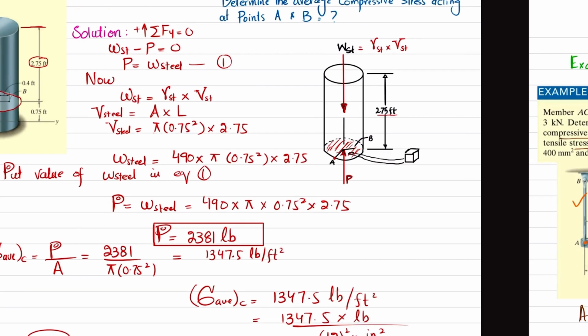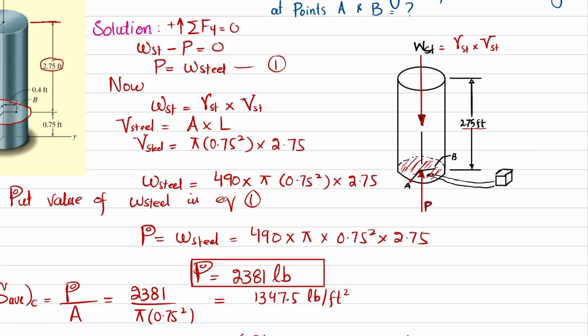Also, one more thing: if you want to represent this stress at this element, it will be like this. This will be 9.36 psi, and that will be in compression.